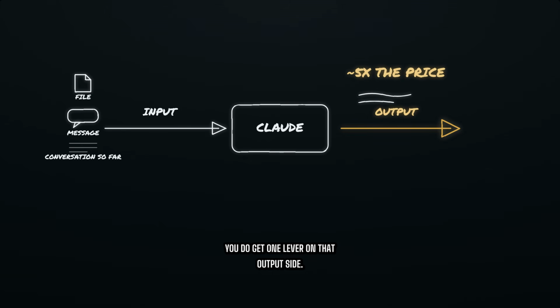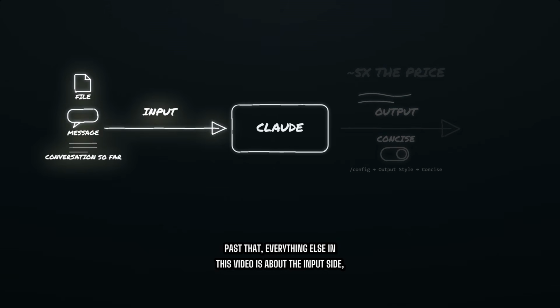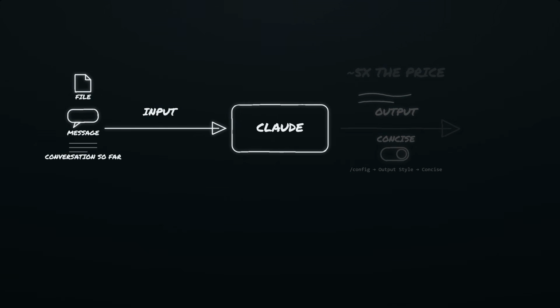You do get one lever on that output side. Claude Code has a setting called concise. Type /config, switch output style to concise. And Claude leads with the result, keeps its answers short, and only gives you the full explanation when you actually ask for it. Same task, same accuracy, just fewer output tokens spent getting there. Past that, everything else in this video is about the input side. That's where the real complexity lives.